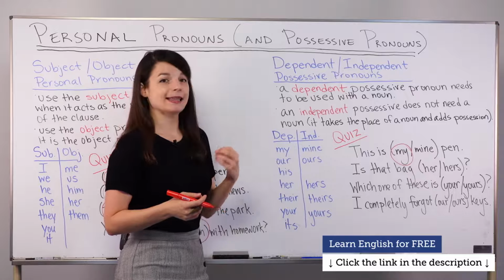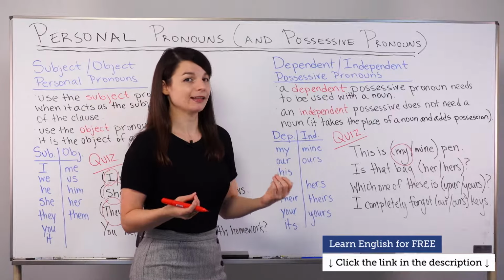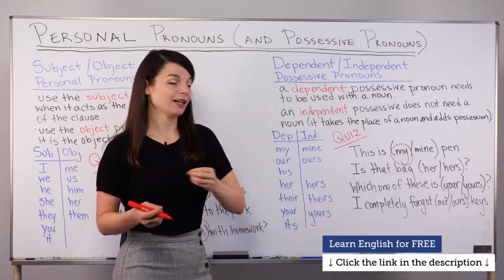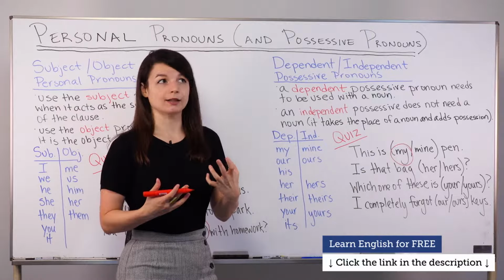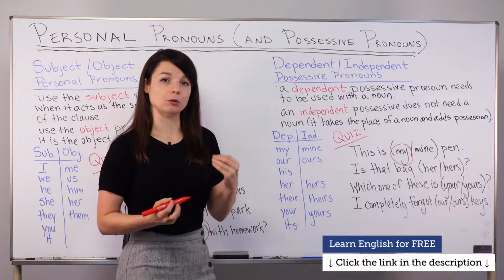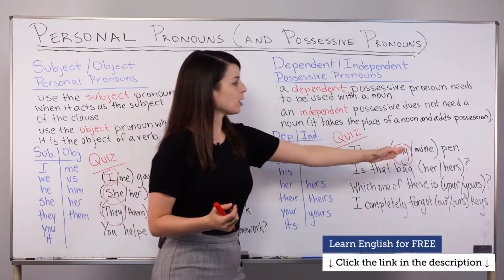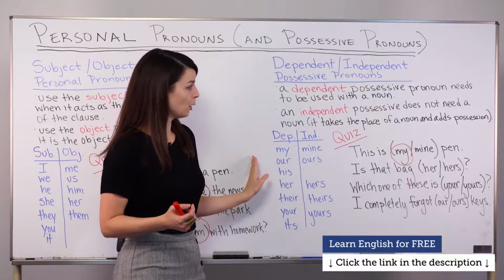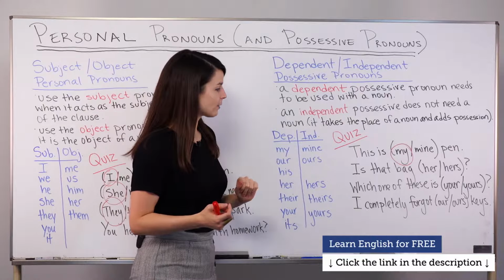I could say this pen is mine, that's okay, because it's like saying this pen is my pen, kind of. So it sounds a little bit redundant. Redundant means repetitive or repeating. But when we're using it before the noun, we should use the dependent pronoun. Okay, let's take a look at the next one.